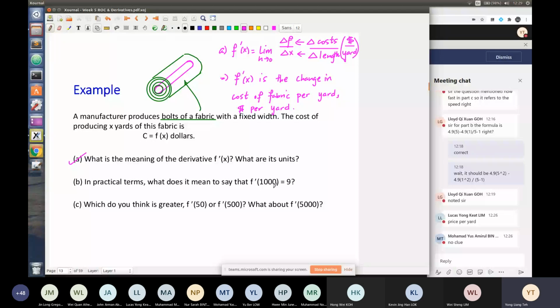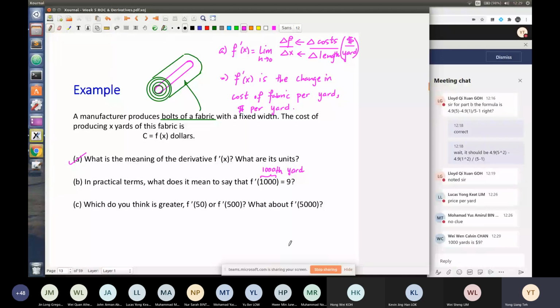So you see, x is what? X is yard, right? So this is the 1000th yard. 1000 yard. Okay? Any guesses? Then this 9 is what? $9. 1000 yard is $9. Wrong. That's a bit too cheap. Okay? That's a bit too cheap. 1000 yards is $9. Yeah. Okay, the manufacturer will go bankrupt.